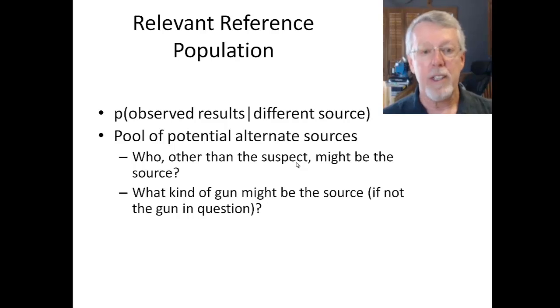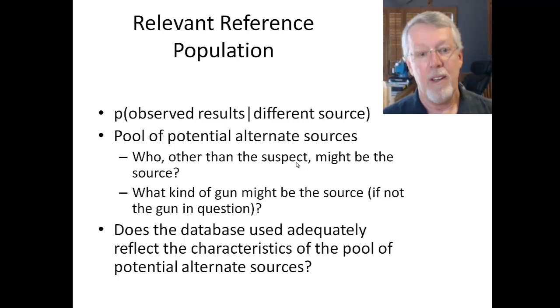Similarly, if firearm examiners were comparing a bullet to a gun, if the bullet is .22 caliber and they're asking what kind of gun might be the source, if not the gun in question, obviously they have to consider other .22 caliber firearms that could have fired the bullet.